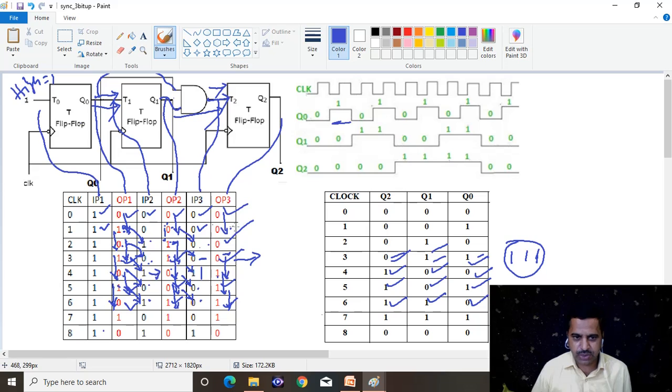Don't get confused with this one. Your flip-flops are connected from left to right, but I have written the table from right to left. It is a convention that we generally use in all digital electronics, because you have to write the truth table conveniently. After the end of the 6th clock pulse, we are getting the correct result.